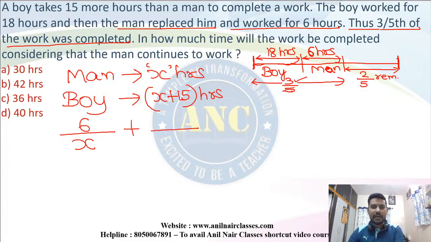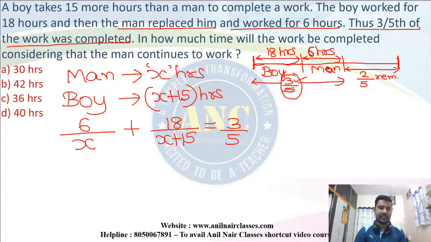The boy, for 1 hour, will complete 1 by x plus 15. But he is working for 18 hours. It is 18 divided by x plus 15. But this will not lead to the entire completion of the work. This will lead to only 3 by 5th of completion of the work. So right hand side is 3 by 5.